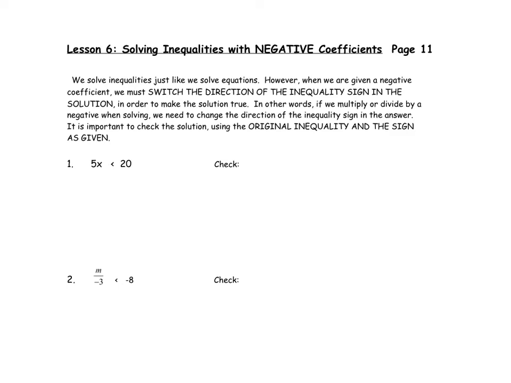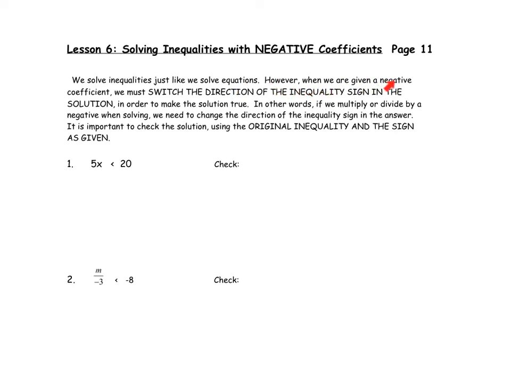Good afternoon. This is lesson 6, and we're going to solve inequalities with negative coefficients. This is on page 11. So let's get started. We solve inequalities just like we solve equations.